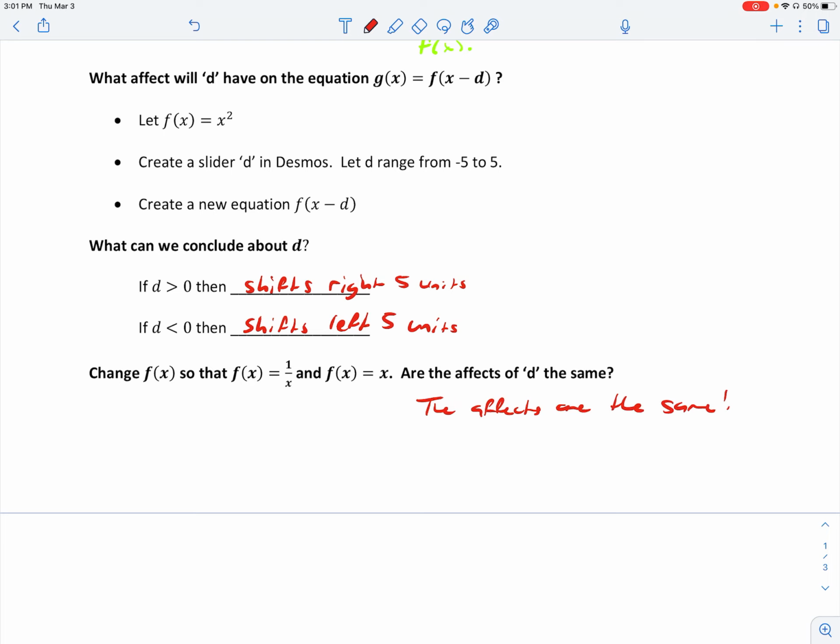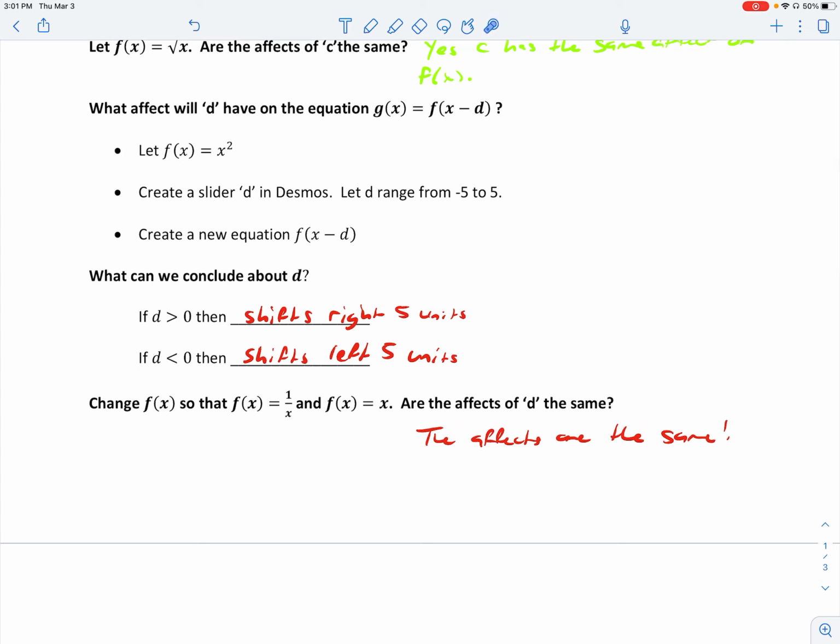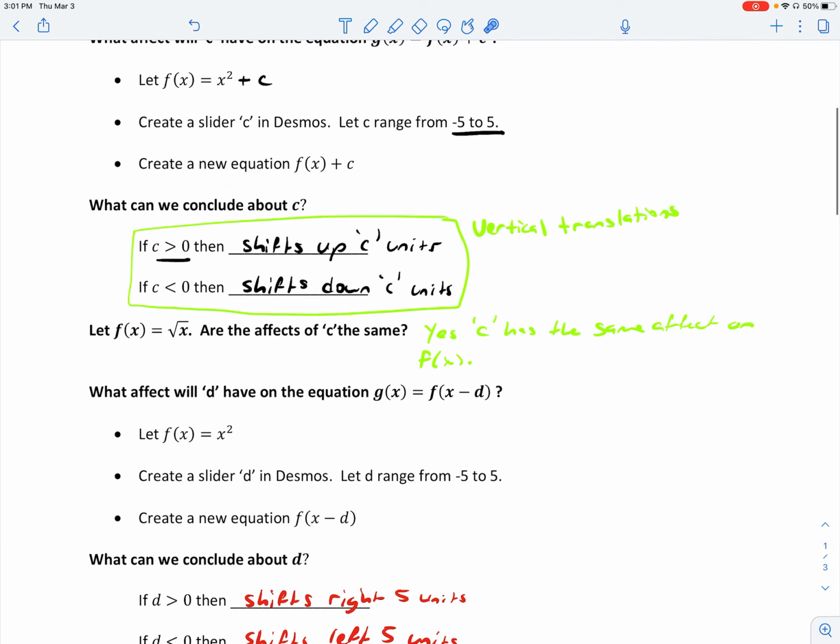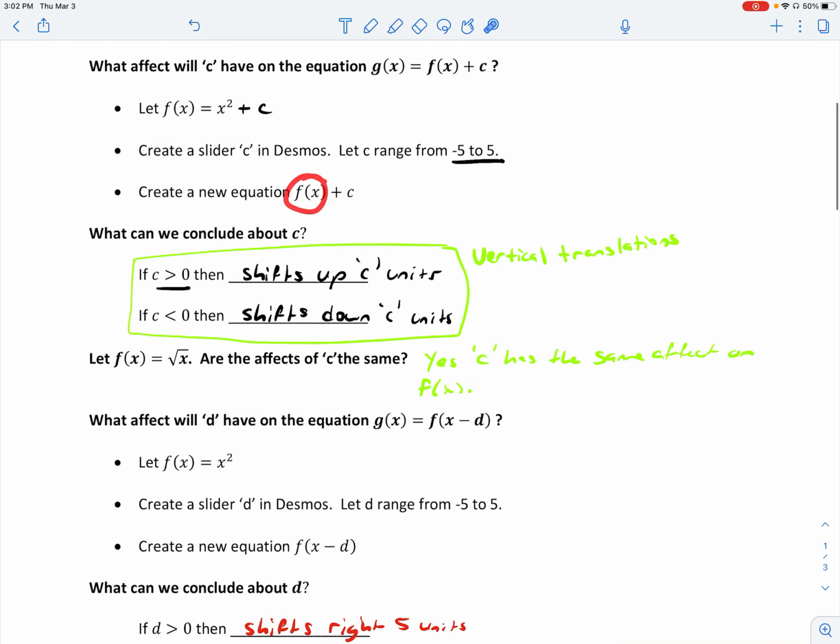So what that means is this parameter d inside here causes horizontal translations, shifting to the left or to the right. And the parameter c that's added outside of the function causes functions to shift up or down. And this is true regardless of the type of function.